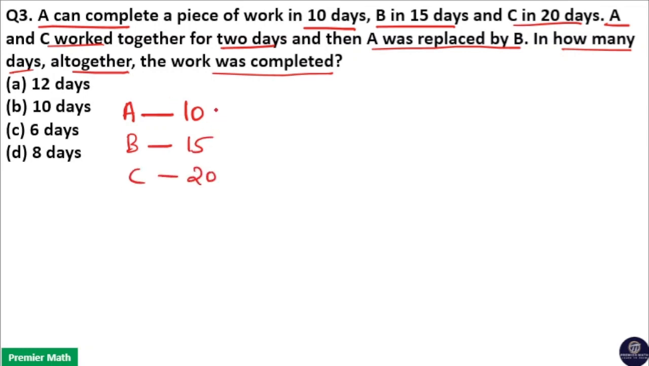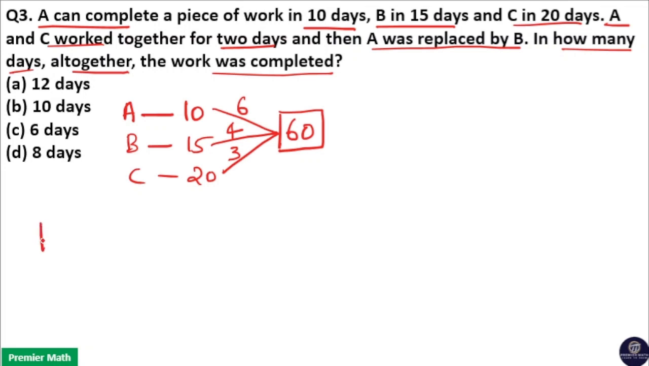Now all are doing the same job, so take the LCM of 10, 15 and 20. LCM is 60. 10 goes 6 times in 60, 15 goes 4 times in 60, 20 goes 3 times in 60. Now, the concept of this diagram means 60 units is the total work. A's efficiency is 6 units, means A can complete 6 units of work in a day. B's efficiency is 4 units, means B can complete 4 units of work in a day. C's efficiency is 3 units, means C can complete 3 units of work in a day.